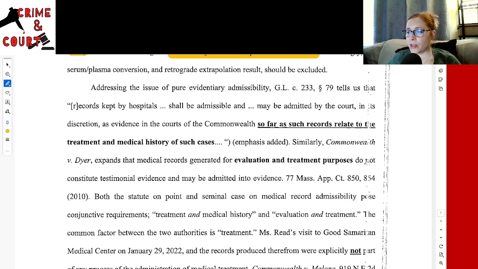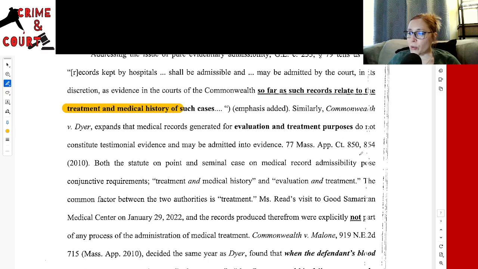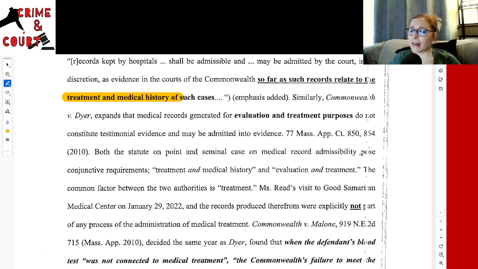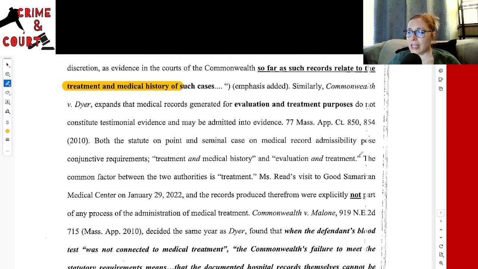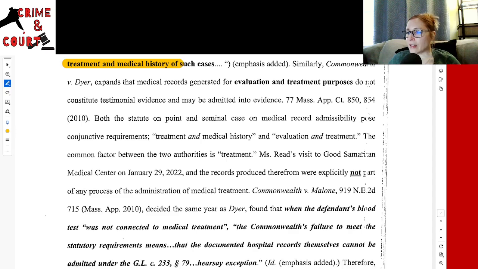So similarly, Commonwealth, this wasn't for treatment or medical history. This isn't about her treatment. This isn't about her medical history. So it's really not relevant. Similarly, Commonwealth versus Dyer expands that medical records generated for evaluation and treatment purposes do not constitute testimonial evidence and may be admitted into evidence.